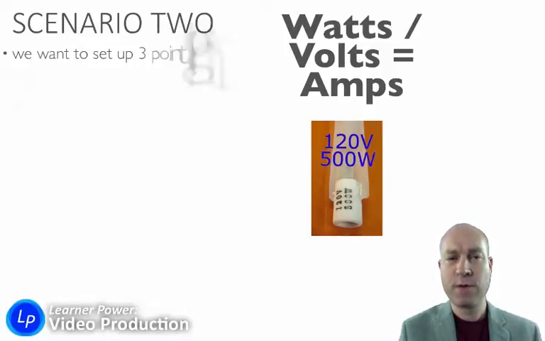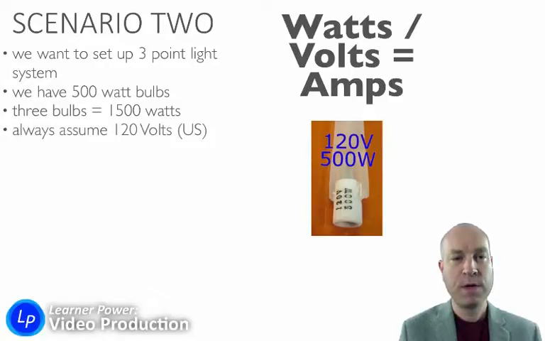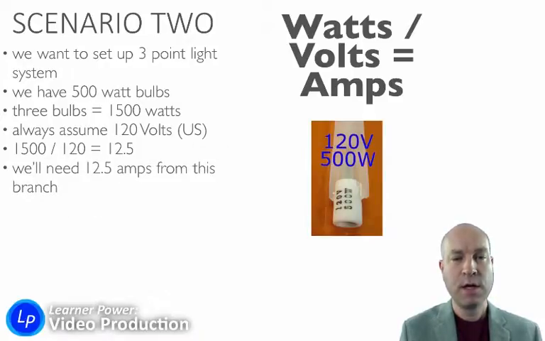So we've got a 500 watt bulb. And of course, we want 3 of these for a 3-point light system. 3 bulbs times 500 watts each equals 1500 watts total. Always assume 120 volts because we're in the United States, and plug the numbers into our formula. We get 1500 divided by 120 equals 12.5 amps. That's how many amps we're going to need to run all this. All right, so that's what it says there, 12.5 amps.